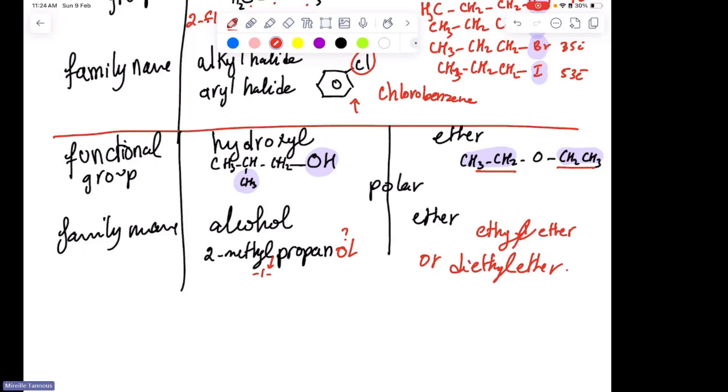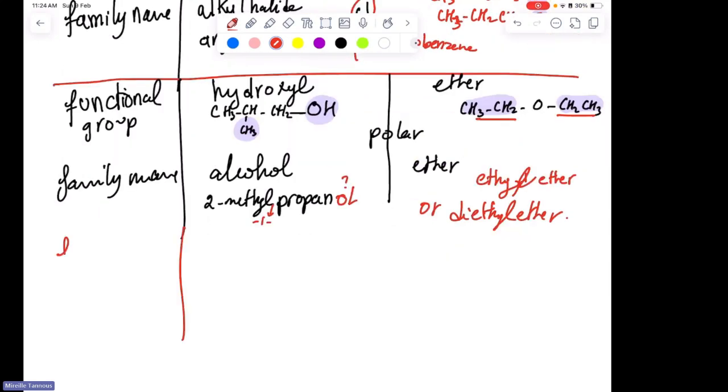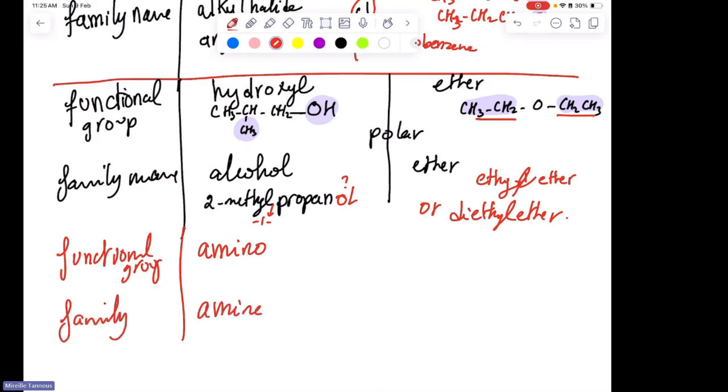After this, I went for the amines. I introduced amines. As a functional group, I have the amino group, and it's the family of amines. You have a carbon chain, and there's N in it. Suppose the N is here, NH2.